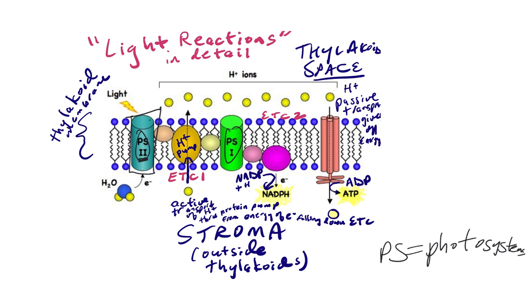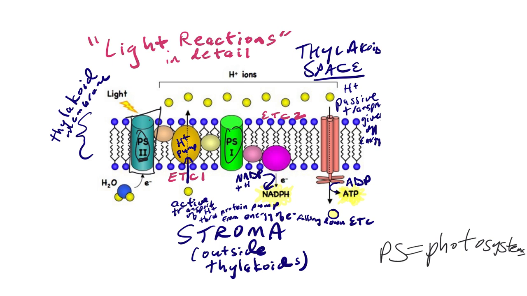So what's the deal here? Let's just review that. The electron is energized from photosystem 2 because of the sunlight energy, and it falls down this electron transport chain, losing its energy to power a hydrogen pump that pushes hydrogen ions from a low concentration to a high concentration on the other side, in the thylakoid space. Now, forget about the hydrogen ions right now.